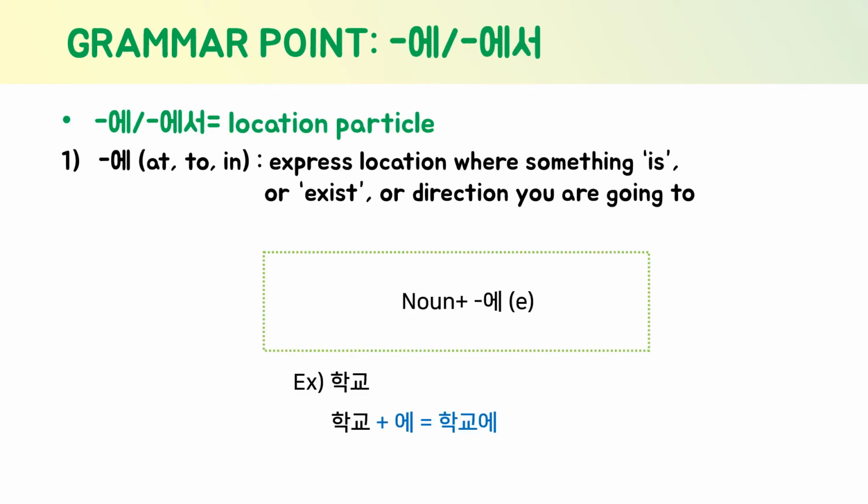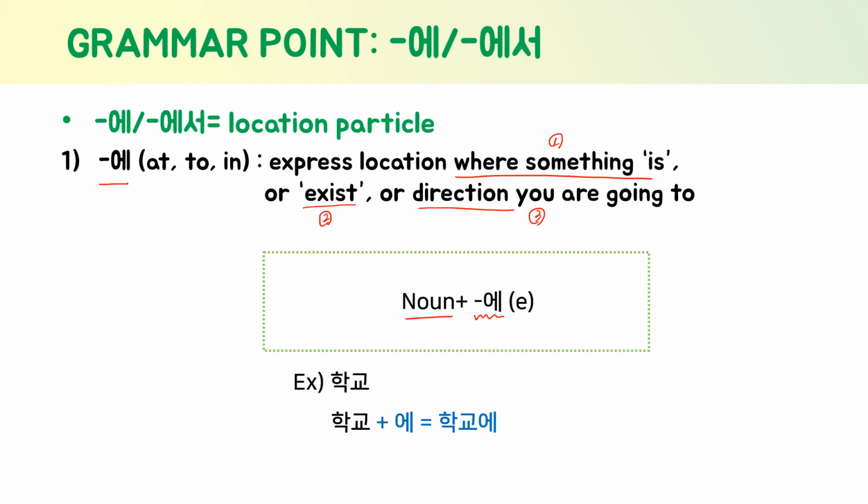The next grammar point is the location particle, which is 에 and 에서. So let's take a look at the first one, 에, which means at, to, in English. Simply, this location particle 에 expresses 1, where something is. 2 is existence. 3 is the direction that you are going to. The conjugation is very simple. All you need to do is add 에 at the end of the noun.